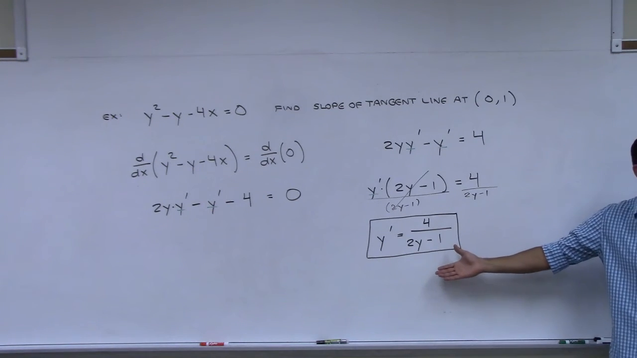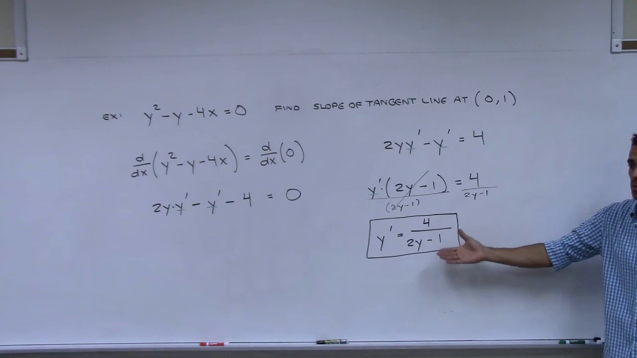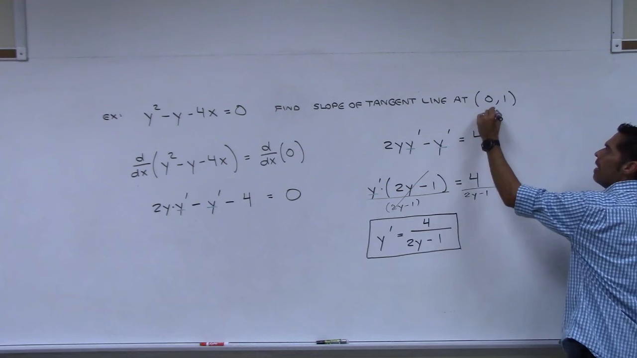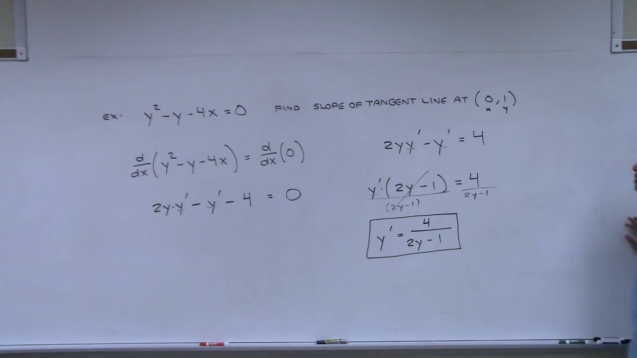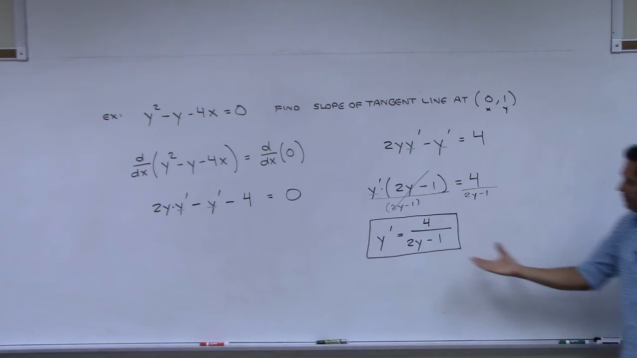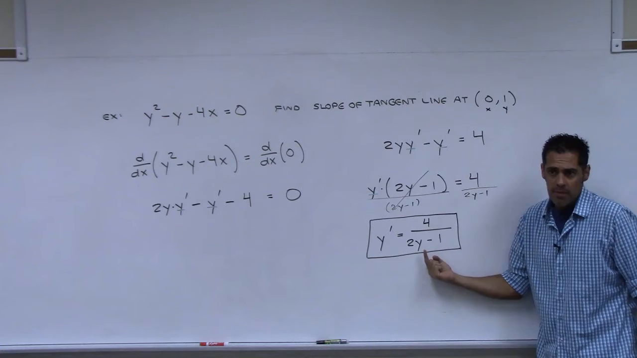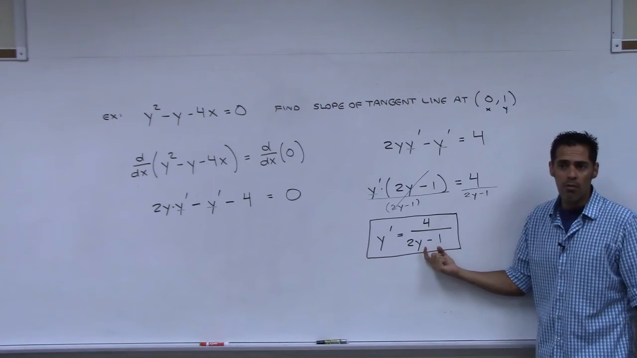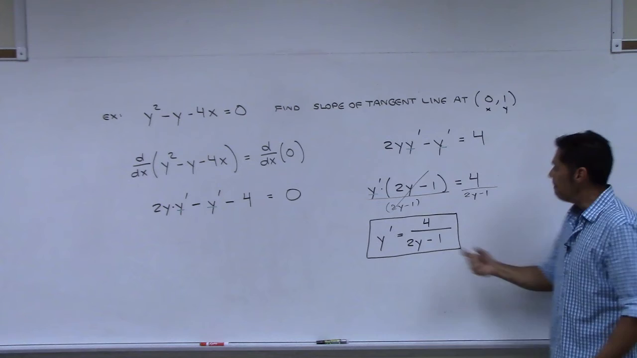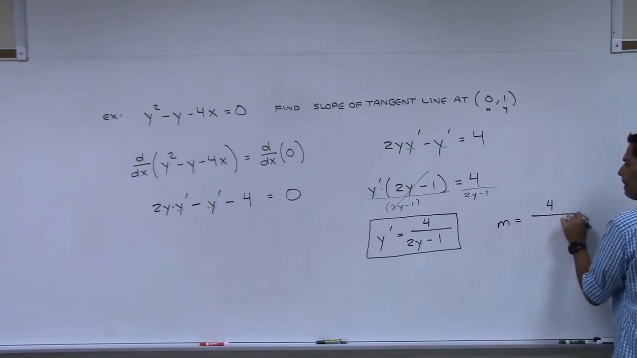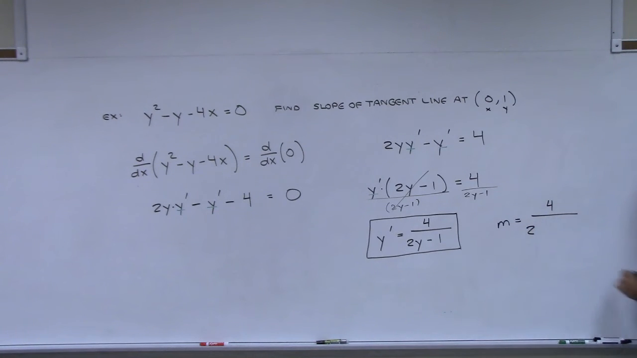That's just the derivative, right? What do I still need to do? Find the slope of the tangent line at x is 0 and y is 1. So we're going to plug in whatever we need into this. Look at this formula. It only has a y in it, doesn't it? That's okay. This particular graph, you only need to know the y coordinate to get the derivative. So my slope is going to be equal to 4 over 2 times what? 1 minus 1, which is 4 over 1, which is just 4.